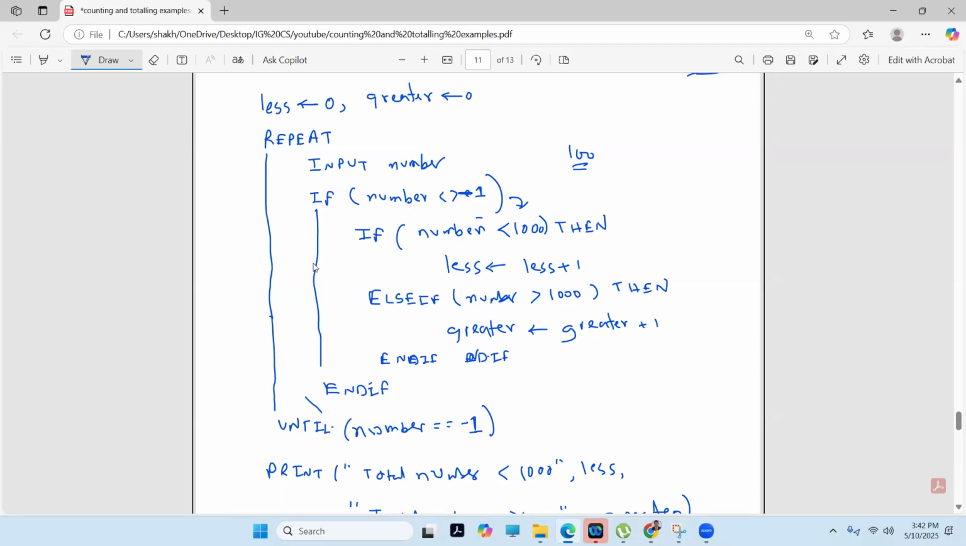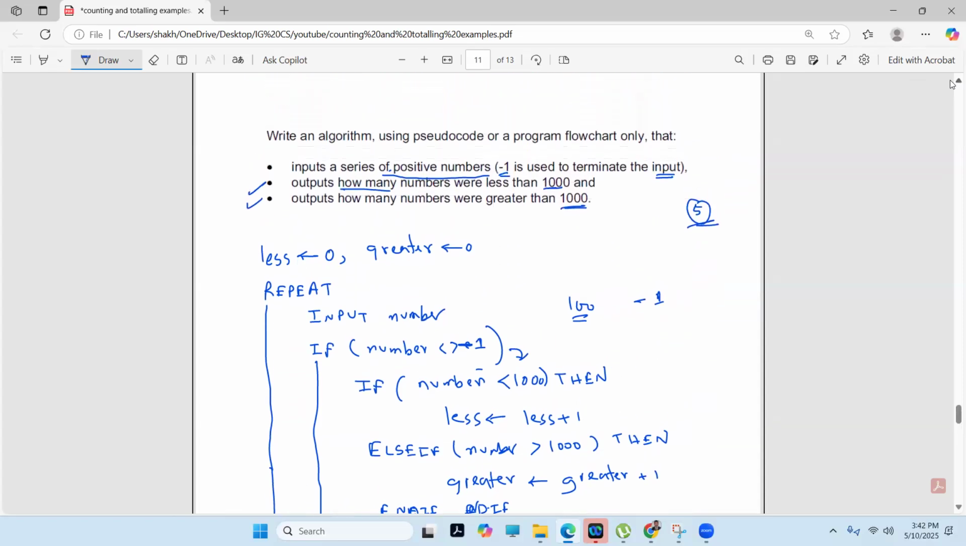Then again we will go in again. The loop will go on. Input number. Now input -1, for example. Number not equals to -1, but here number is equals to -1. It will come here. Number is equals to -1? Yes, here is -1, here is -1. That's why it will go outside. Okay, so this is a very good question. You have to understand it properly and practice several times to understand the logic. Okay, and to move forward.